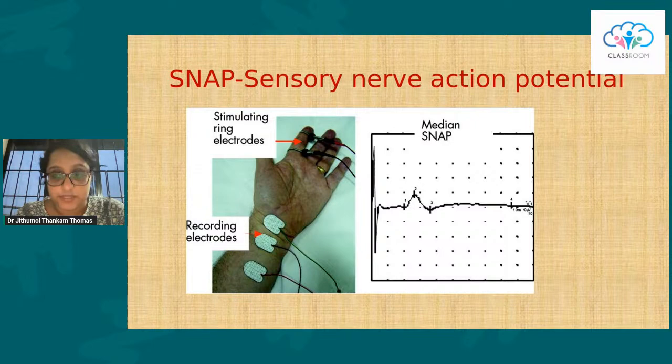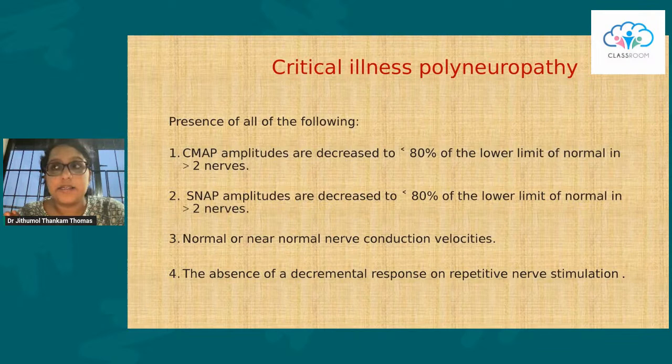So this is how you see the CMAP, the SNAP and the EMG. How do you distinguish if it's a CIP or a CIM? It is based on your nerve conduction study and your EMG. If it is CIP, the CMAP amplitudes will be decreased to less than 80% of the lower limit in more than two nerves, and the SNAP amplitudes are also decreased to less than 80% of the lower limit. So the CMAP amplitudes and the SNAP amplitudes are both decreased.